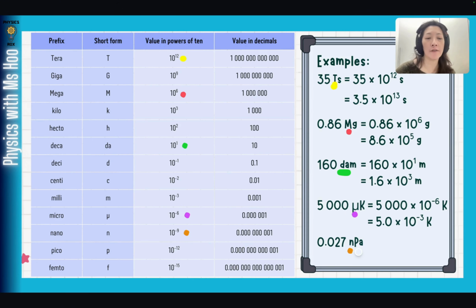So to convert this value into Pascal without the prefix, you would copy the original value over of 0.027, replace n, which is nano, with its value of 10 to the power of negative 9, and then we rewrite this into the standard form, which is 2.7 times 10 to the power of negative 11 Pascal. So this is an example of how we use prefixes and how we convert those values of prefixes back to the unit.